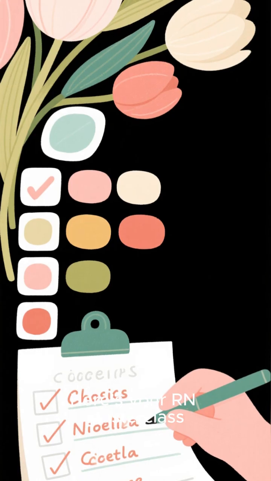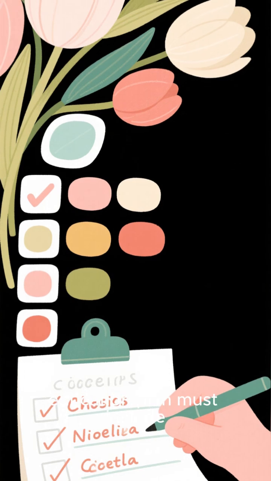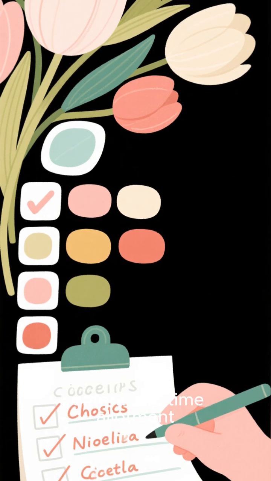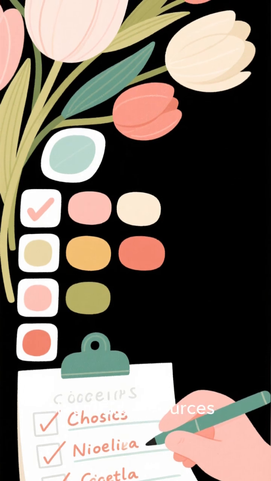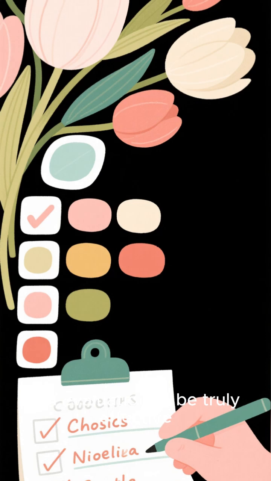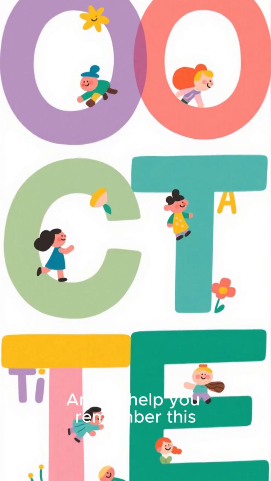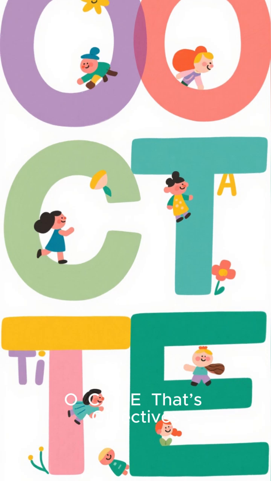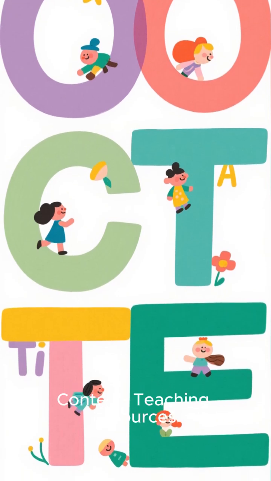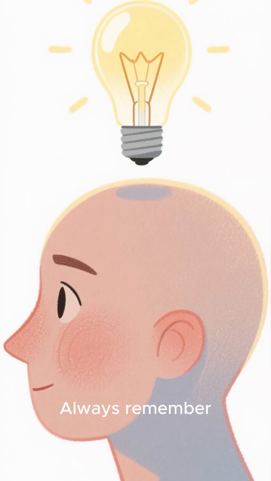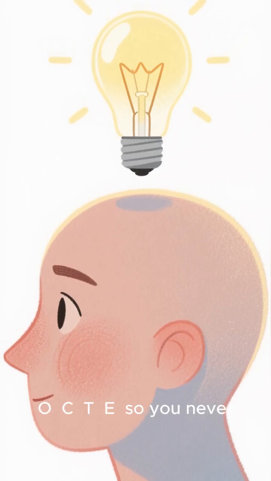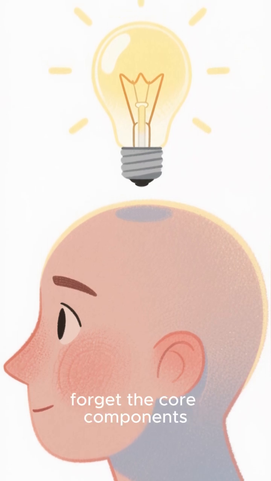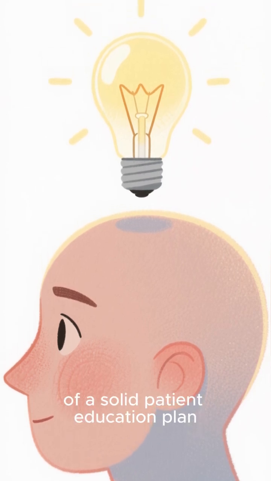Here's your RN Masterclass moment. A complete education plan must include objectives, content and time allotment, teaching resources, and evaluation to be truly effective. And to help you remember this, use the mnemonic OCTE. That's objectives, content, teaching resources, and evaluation. Always remember OCTE, so you never forget the core components of a solid patient education plan.